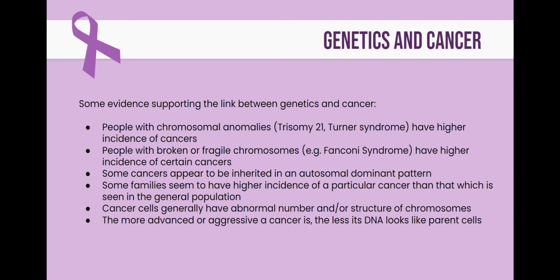If you go back to week 5's content, was it week 5 or week 6? When I talked about the pedigree, I showed you some examples of pedigrees that revealed an autosomal dominant pattern for diseases. So some cancers appear to be inherited in that way. Some families have a higher incidence of a particular cancer, like colorectal cancer, breast cancer, ovarian cancer, than the risk that's seen in the general population.